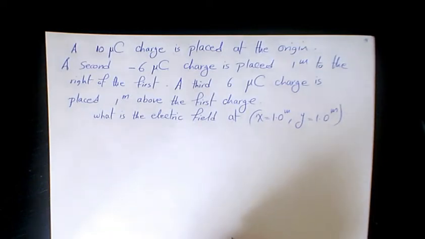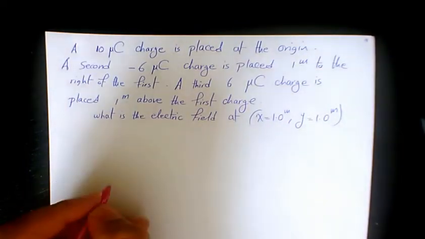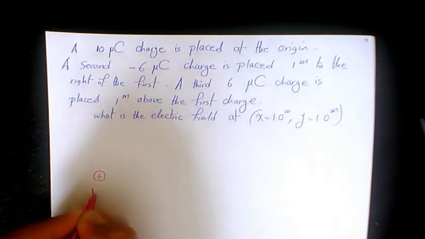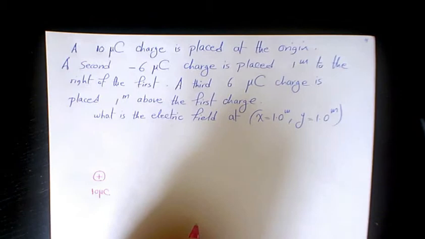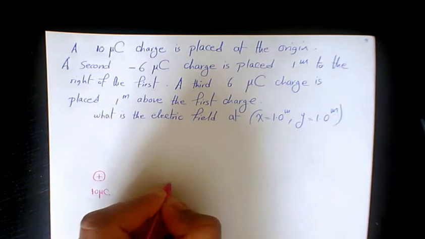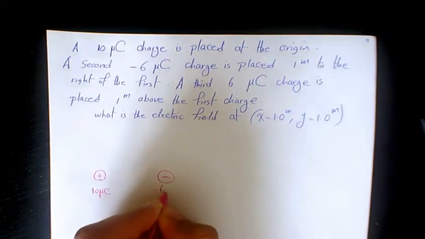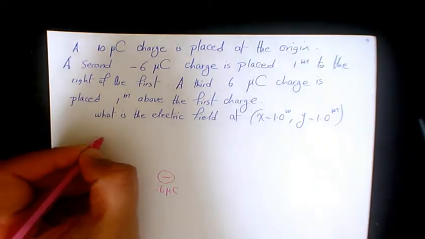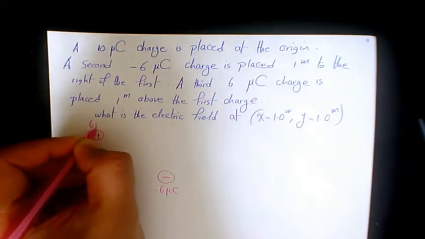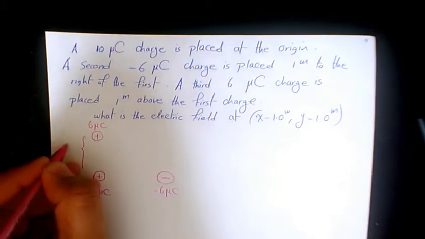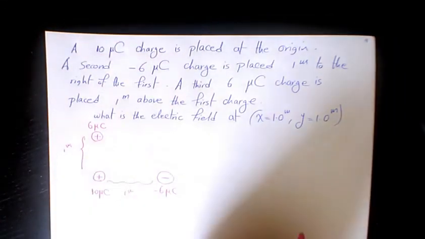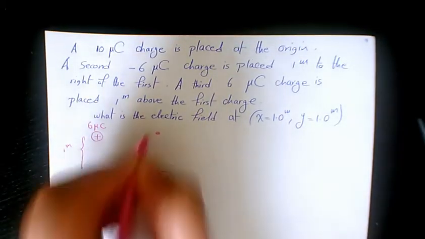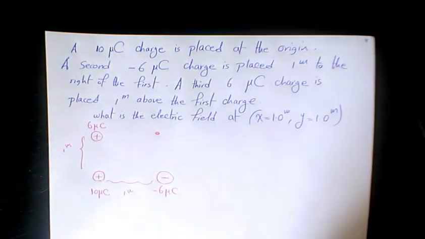A 10 microcoulomb charge is placed at the origin. The second, negative 6 microcoulomb charge is placed 1 meter to the right of the first one. And the third, 6 microcoulomb charge is placed 1 meter above the first charge. So that's 1 meter, and here is 1 meter. What is the electric field at this point, X equals 1 and Y equals 1?